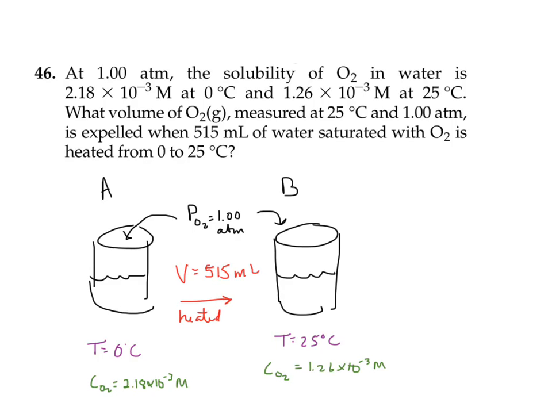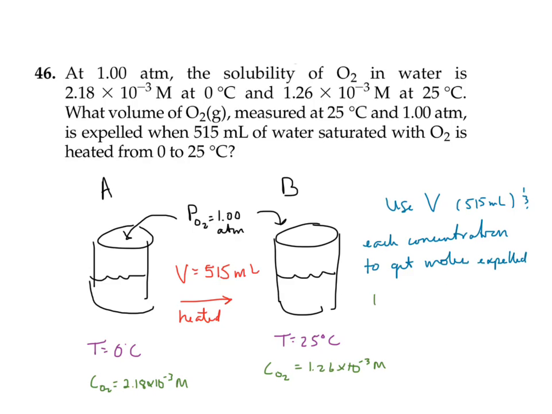Basically, they give you the concentration of CO2 that will dissolve at this temperature, the concentration that will dissolve at this temperature. And they say, all right, we're going to take 515 milliliters of solvent of H2O and we're going to heat it. And you're supposed to come up with what volume of O2 will be expelled.